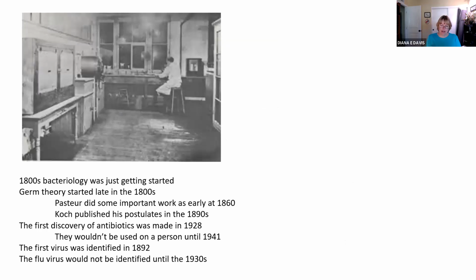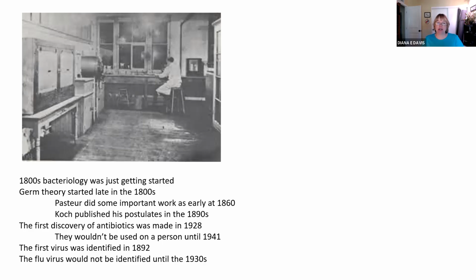So in most years in the US, flu kills 20 to 60, in a bad year, 100,000 Americans. So it still does kill a lot of people. But the 1918 flu was even worse. Modern Western medicine was just starting to understand infections. In the 1800s, the study of bacteria was just starting.